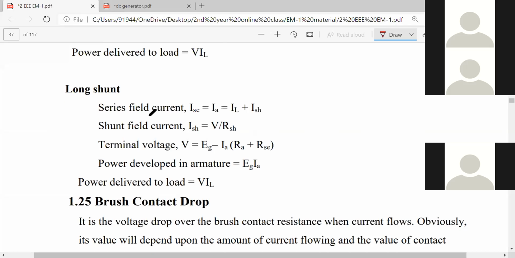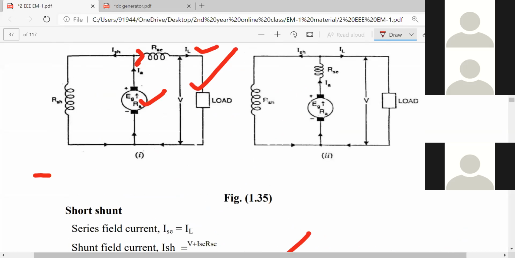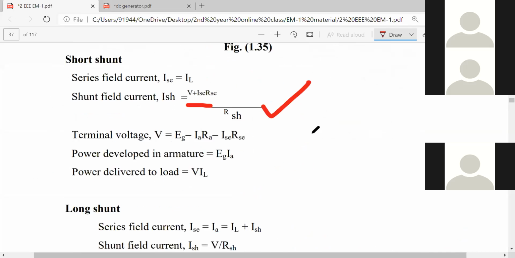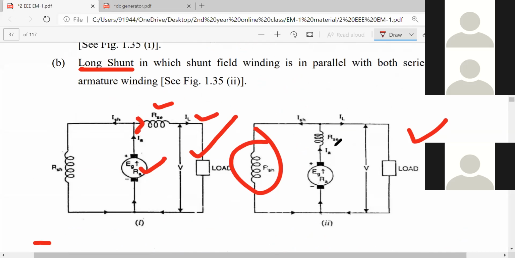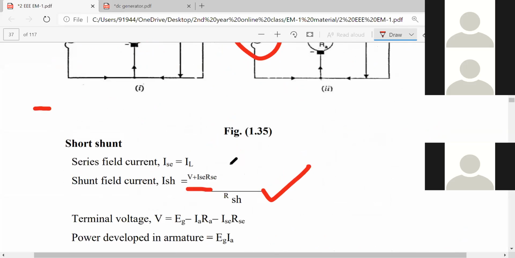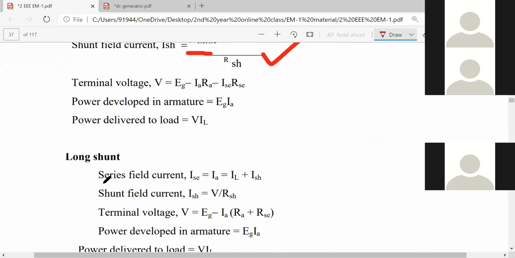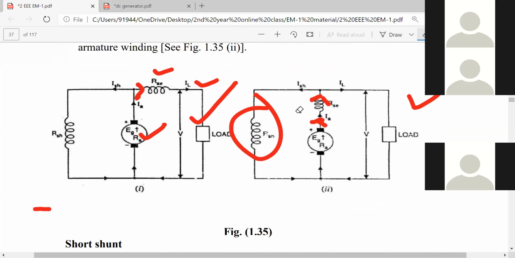లాంగ్ షంట్. So this one is the long shunt. లాంగ్ షంట్ అంటే షంట్ ఓవర్ ది సిరీస్ ఫీల్డ్ వైండింగ్. In long shunt case, here armature current and series current both are same. See, armature current is here, series current is here, both are same, and these two equal to Ish plus IL. In long shunt machine, series field current Isc equal to Ia, and that is equal to IL plus Ish.